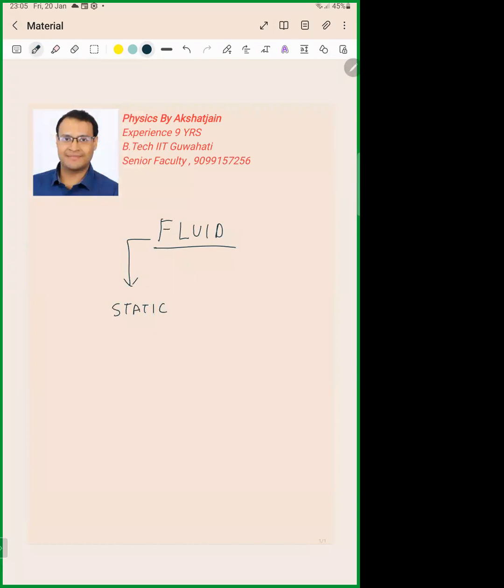Now, a very peculiar quality of a static fluid is pressure difference, because of height. Because of height, you get a pressure difference. For example, if there is a fluid filled in this container, and you know that the atmospheric pressure is P naught, this is the pressure that the atmosphere exerts on us.